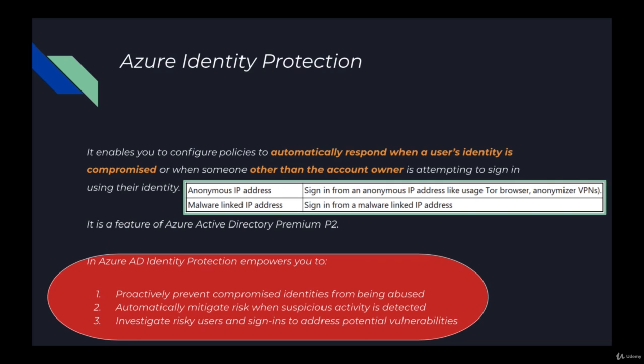Using conditional access policies, it automatically mitigates when suspicious activity is detected, because if it detects suspicious activity, it can block the user or ask the user for other verification methods. It also helps to investigate risky users and sign ins to address any potential vulnerabilities. So these are the different benefits we get when we use Azure Identity Protection.